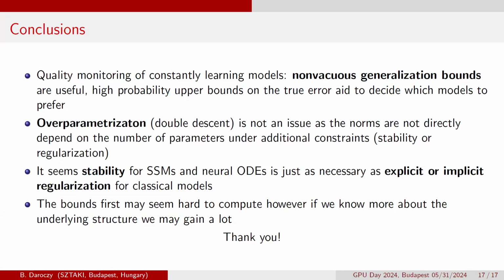So just one thing, I think quality monitoring of constantly learning models is possible right now. Over-parameterization, the double descent effect and all these kinds of things are not a problem, because we need to constrain the norms, not the number of parameters, with stability, and explicitly, we need to have that either from the algorithm or explicitly by putting it into the loss.